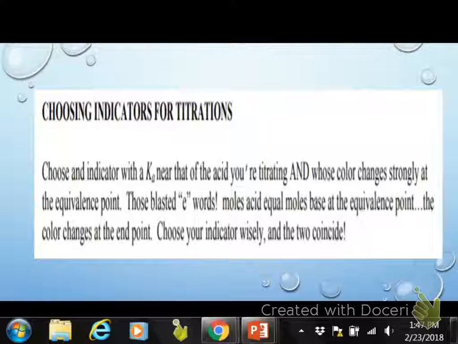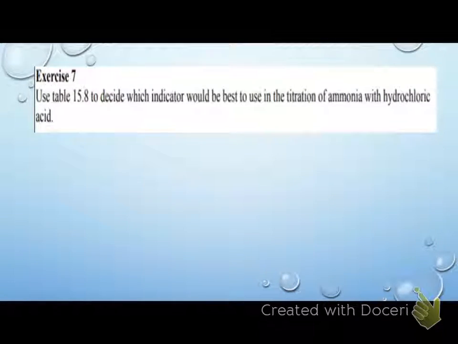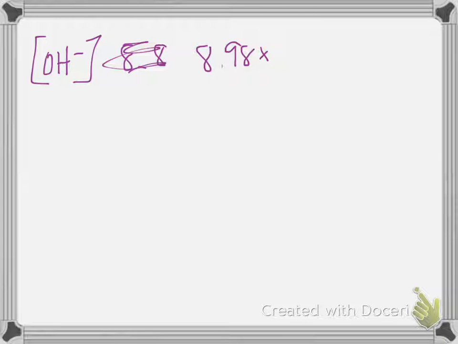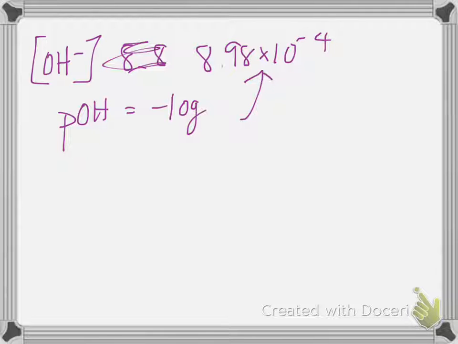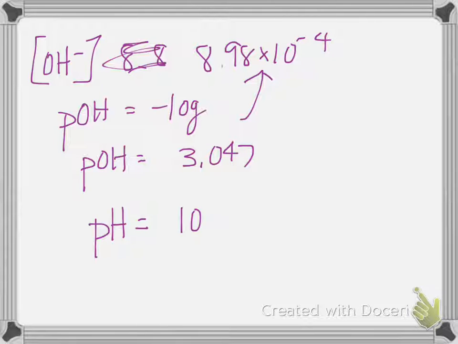Okay, next page, just because I am running out of room. So we said that the OH concentration was 8.98 times 10 to the negative 4. So when we take the negative log of that, I'm being lazy, so I'm going to say negative log of that, we get our pOH is 3.047. So that our pH ends up being 14 minus that, and we get 10.953, which makes sense because we just titrated a weak acid with a strong base.